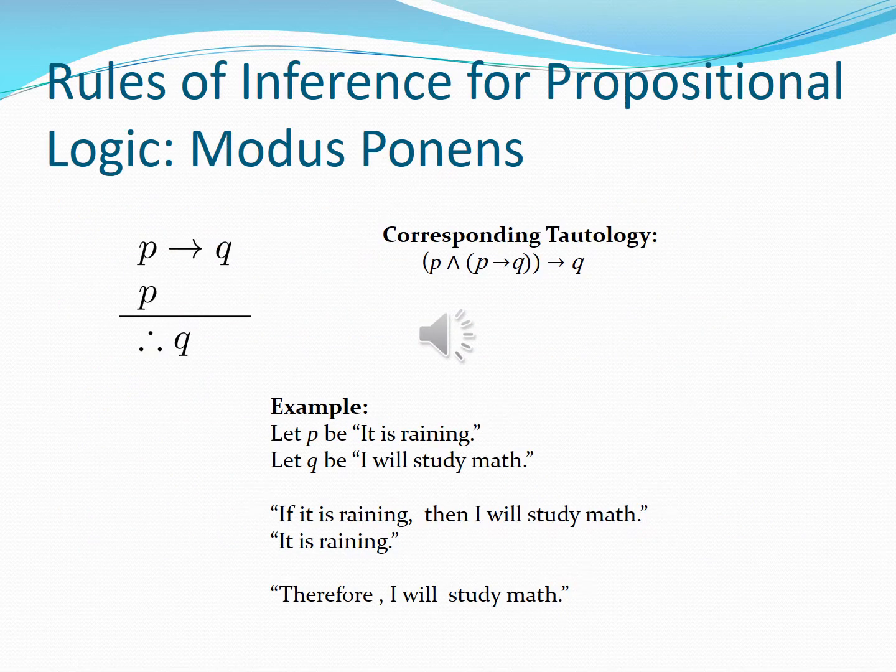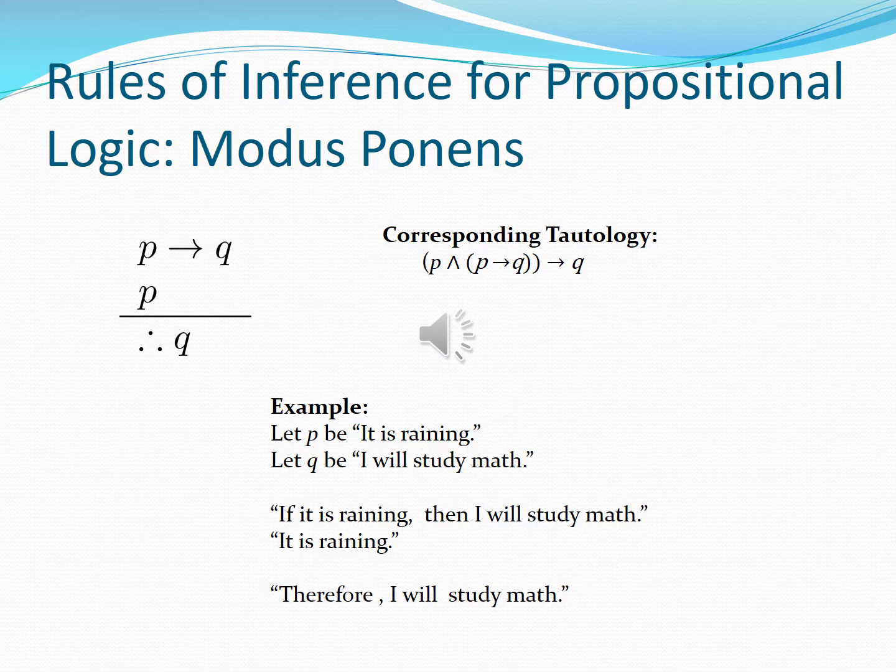Rules of inference for propositional logic. The first one is modus ponens. If P then Q, P, therefore Q. The tautology corresponding to modus ponens is displayed on the right of this slide.